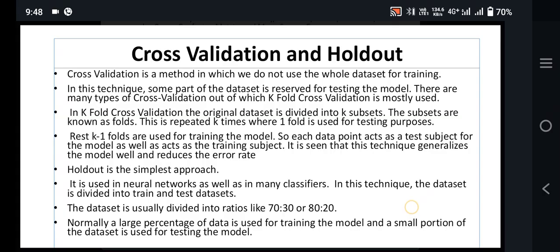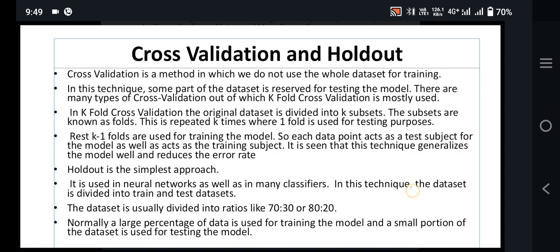This is repeated k times where one fold is used for testing purpose. The rest, k minus 1 folds, are used for training the model. So each data point acts as a test subject for the model as well as a training subject. It is seen that this technique generalizes the model well and reduces the error rate.